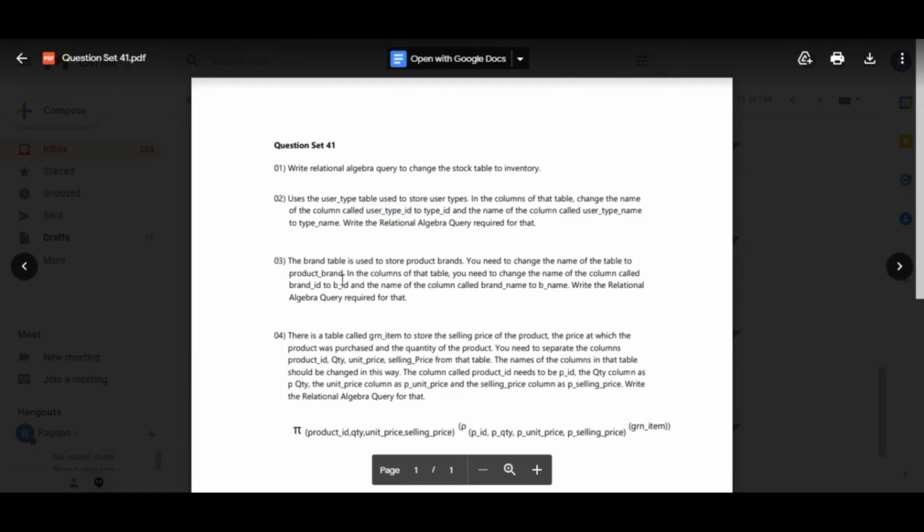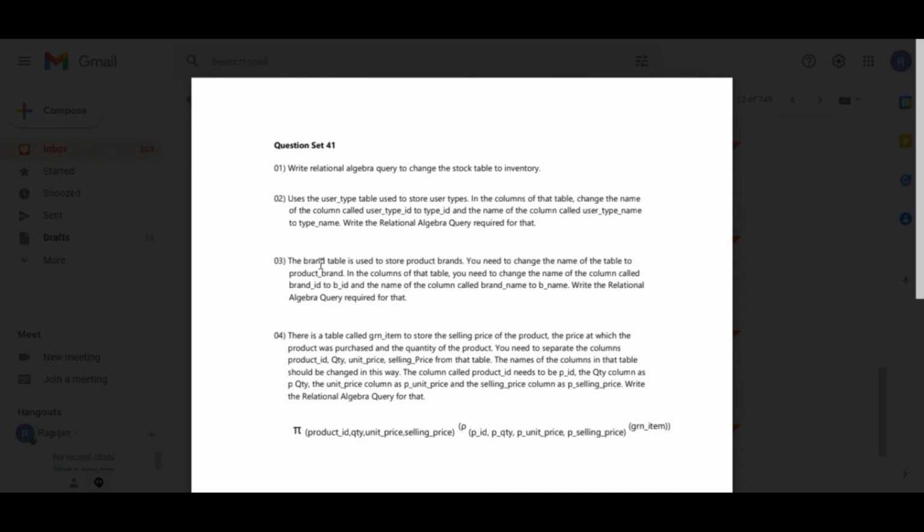The third one is a little bit interesting. You guys can see the brand table is used to store product brands. You need to change the name of the table to product brand. So we are going to change the name brand to product brand for that table, and after that, in the columns of that table, you need to change the name of the column called brand ID to BID, and the name of the column called brand name to bname. We had to write the relational algebra query.